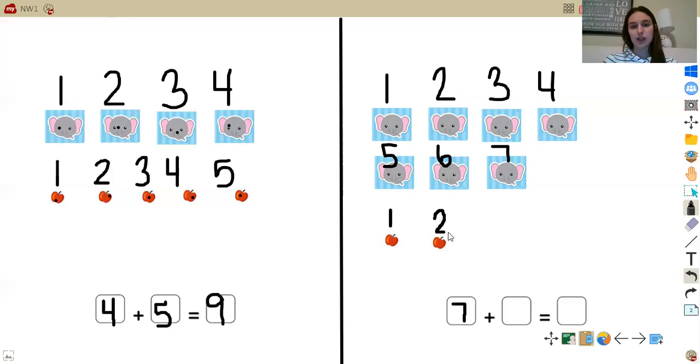2. So to double check that 7 plus 2 equals 9, we're just going to count all of our stickers together. So follow along as I count. 1, 2, 3, 4, 5, 6, 7, 8, 9. So I'm going to fill in 9 as my total. And now we know that when we put 7 and 2 together, we get the number 9. So 7 and 2 make 9, or 7 plus 2 equals 9.